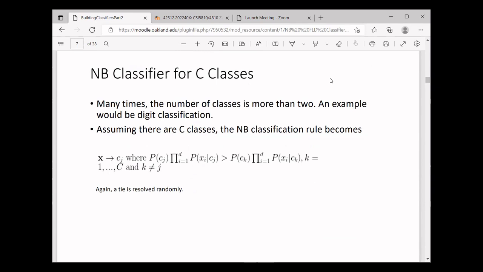All right. So if you have more than 2 classes, say you have C classes, basically the rule remains the same. That is, instead of calculating 2 posteriori probabilities, now you will calculate C posteriori probabilities. And again, you will go in favor of the class for which the posteriori probability is highest. So one can write that formula as shown in this particular slide. And again, in case of a tie, you basically make a random selection. All right. So that's how this works.